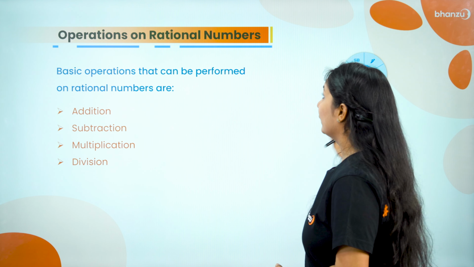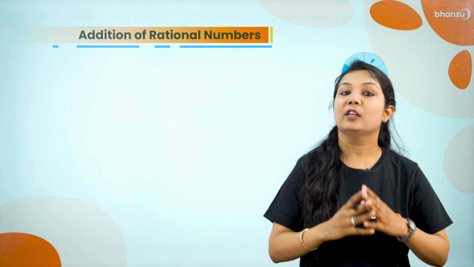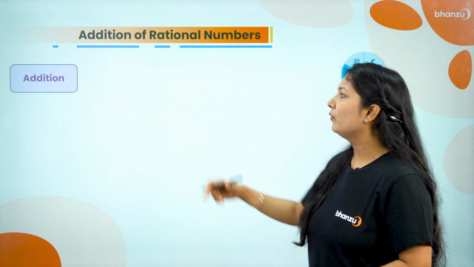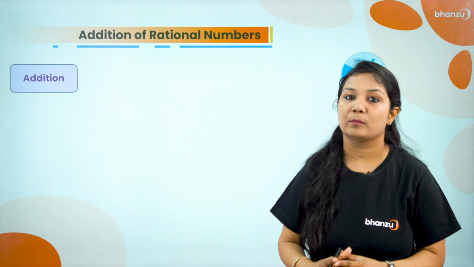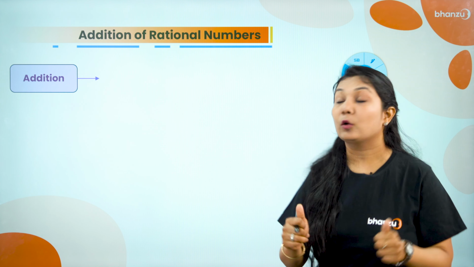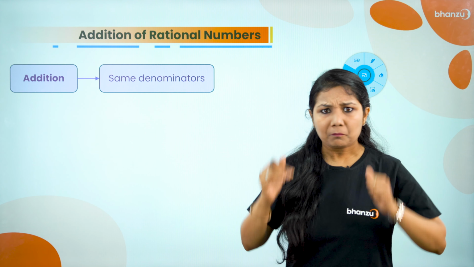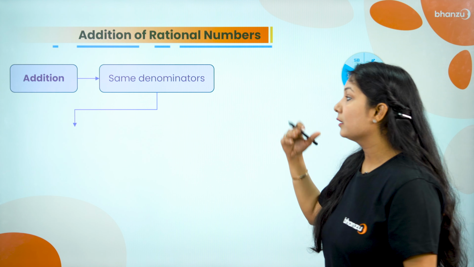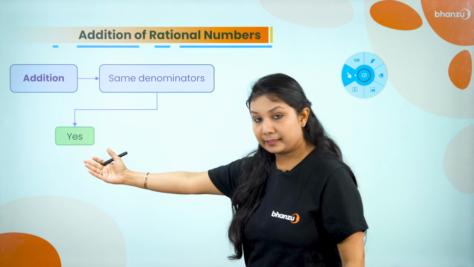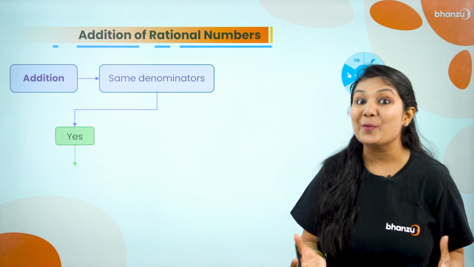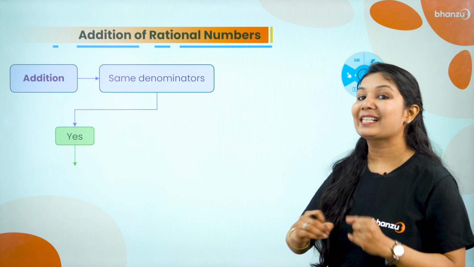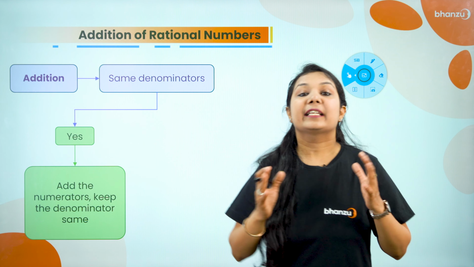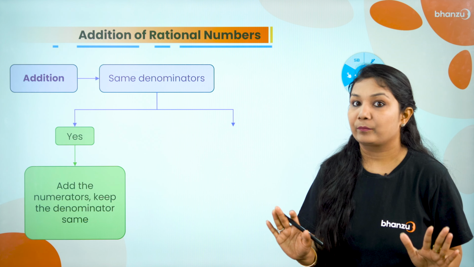So let's start with addition of rational numbers. What do we do when we have to do addition of rational numbers? First thing, check out the denominator. If the denominators are same, yes, then what do we do? Then we should just add the numerators keeping the denominator same.